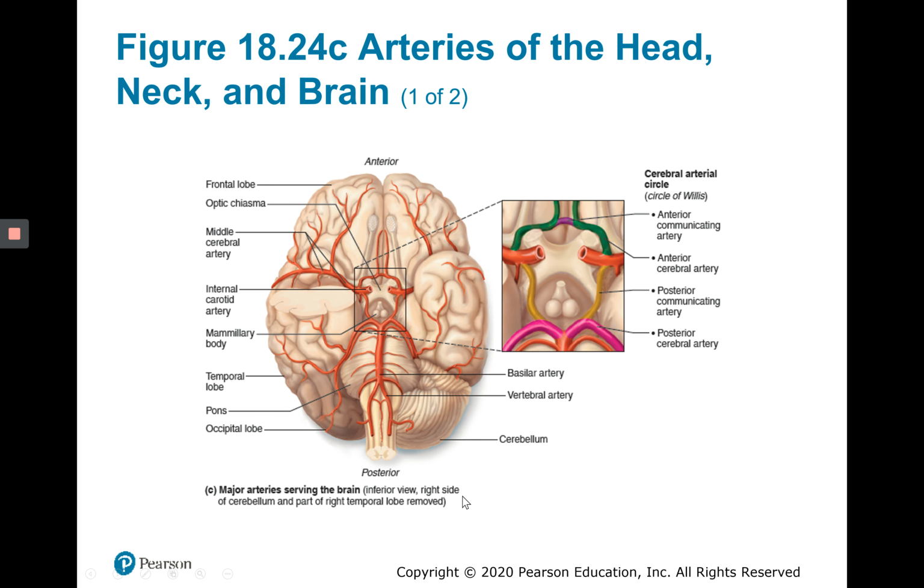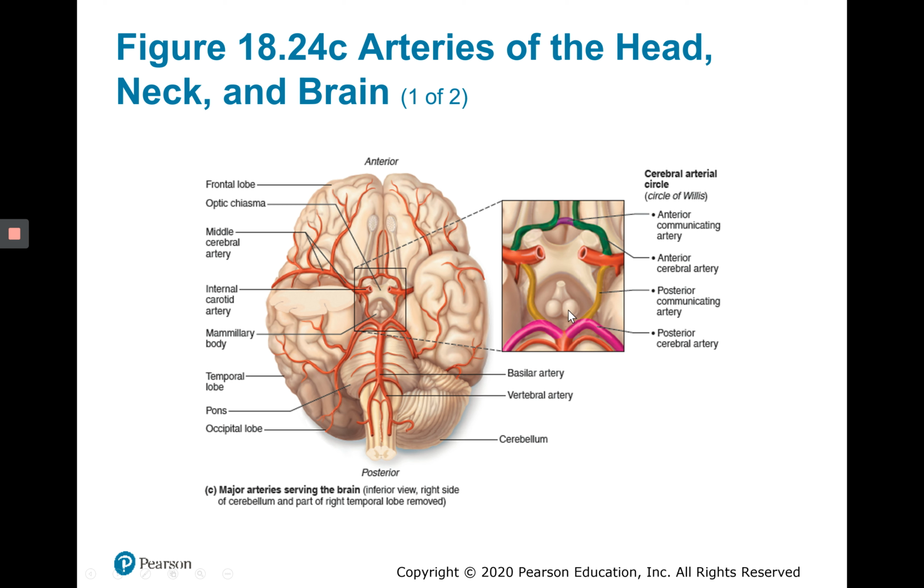Let's move over. Here's that image I was talking about. So, major arteries serving the brain. They all seem to interconnect at this arterial anastomosis that we're calling the circle of Willis, or the cerebral arterial circle. I just want to highlight that. This is an arterial interconnected space called an arterial anastomosis. Remember, an anastomosis is just an interconnected amalgamation of vessels.